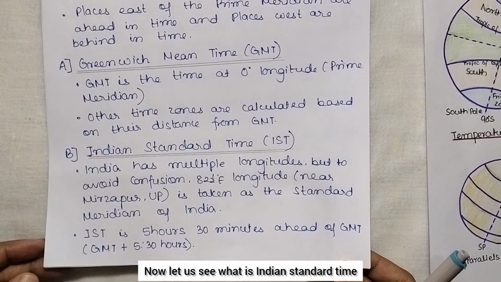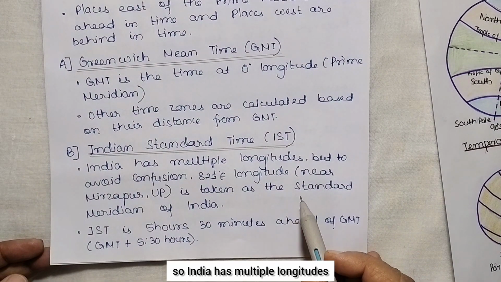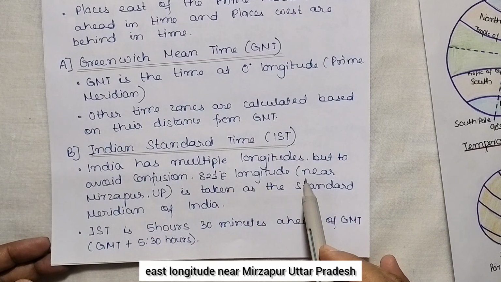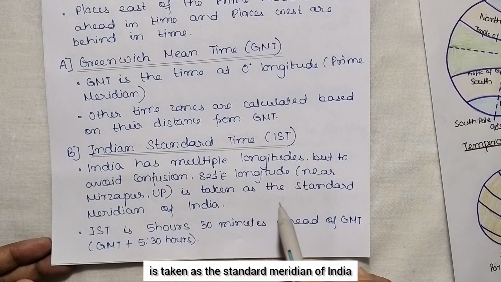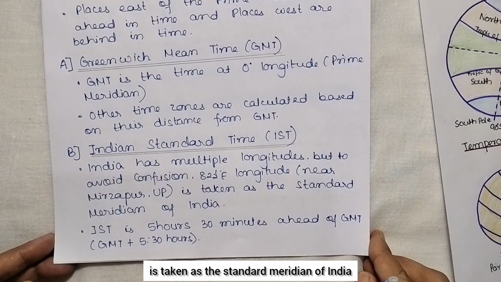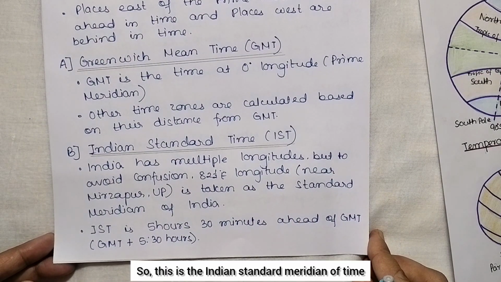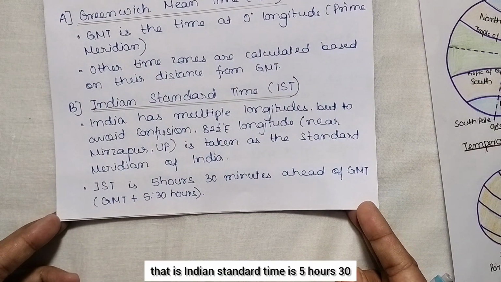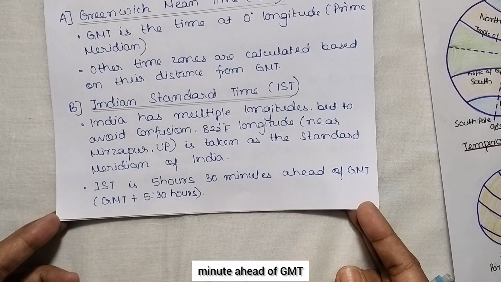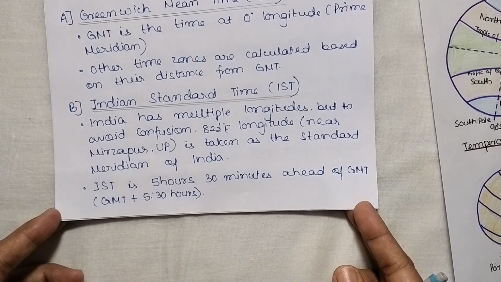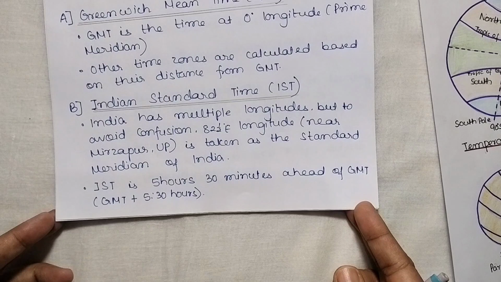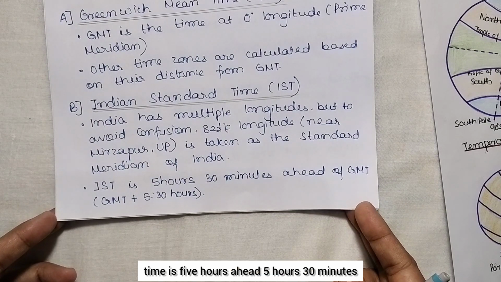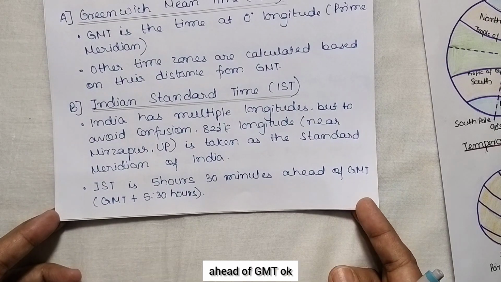Now let us see what is Indian Standard Time. India spans multiple longitudes, but to avoid confusion, 82.5 degree east longitude near Mirzapur, Uttar Pradesh is taken as the standard meridian of India. So this is the Indian Standard Meridian. IST, that is Indian Standard Time, is 5 hours 30 minutes ahead of GMT, the Greenwich Mean Time.